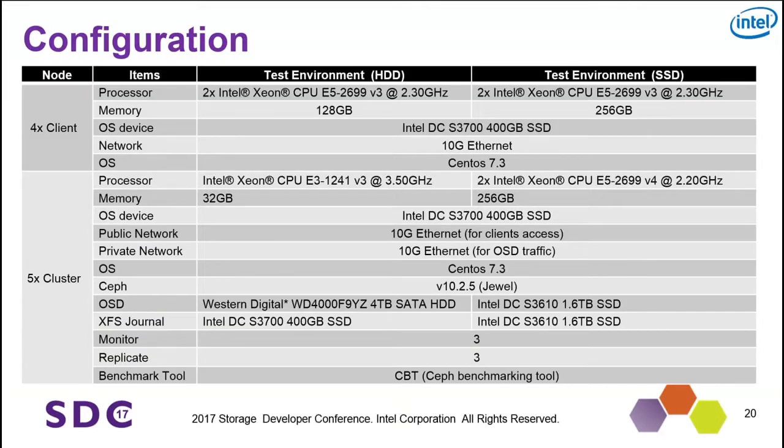This is the configuration of the 2 different storage types I use, the HDD and the SSD. There are many items, they are similar. 4 client nodes and 5 cluster nodes for each of these different types of storage device. We are using 3 replicas as the policy, and that is 3 Ceph monitors. The Ceph mons are located on the first 3 cluster nodes.